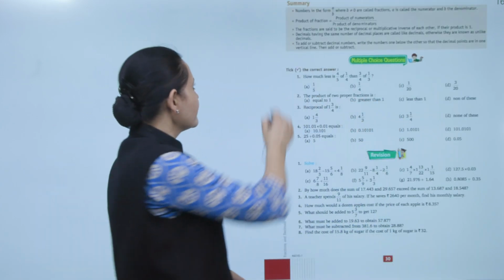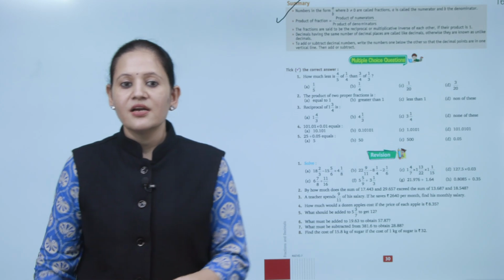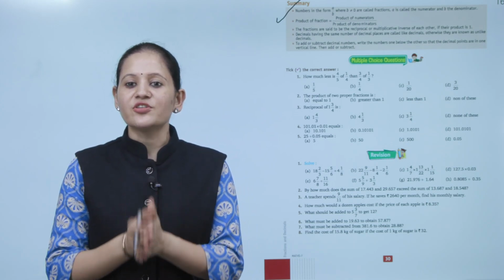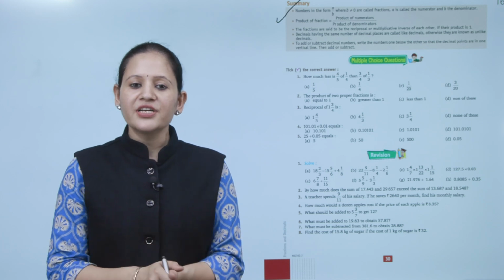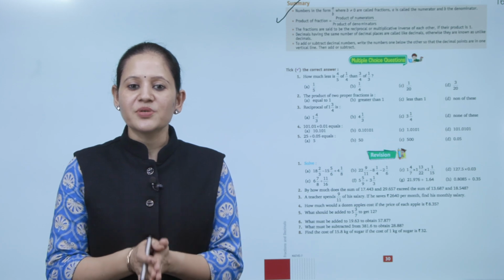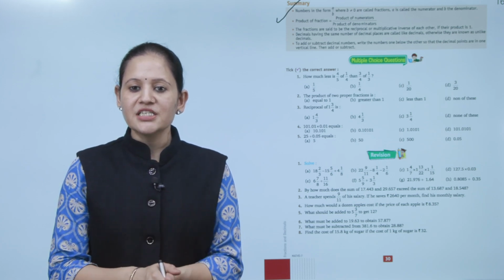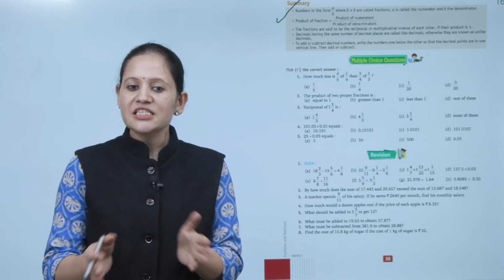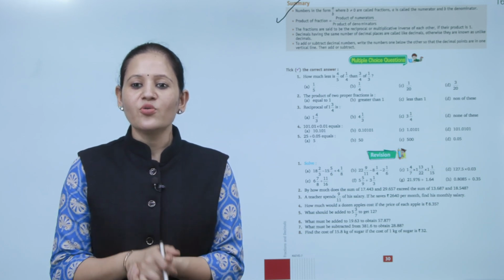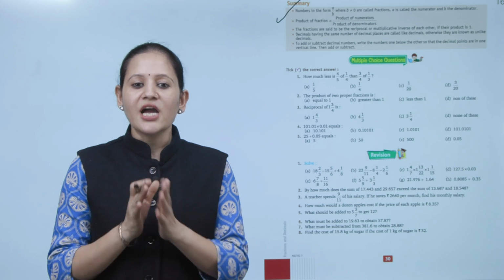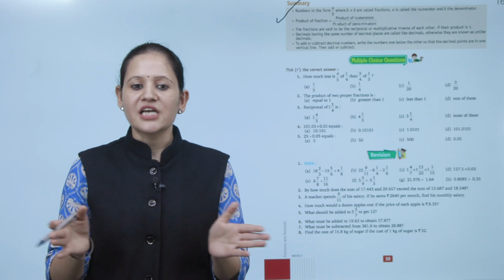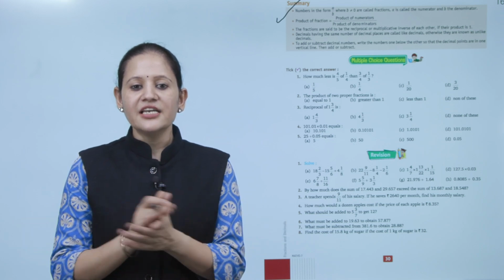Next is summary. A number in the form a upon b where b is not equal to 0 is called a fraction. A is called the numerator and b is the denominator. Product of fractions is equal to product of numerators upon product of denominators. Two fractions are said to be the reciprocal or the multiplicative inverse of each other if their product is 1. Decimals having the same number of decimal places are called like decimals. Otherwise, they are known as unlike decimals. To add or subtract decimal numbers, write the numbers one below the other so that the decimal points are in one vertical line, and then add or subtract.